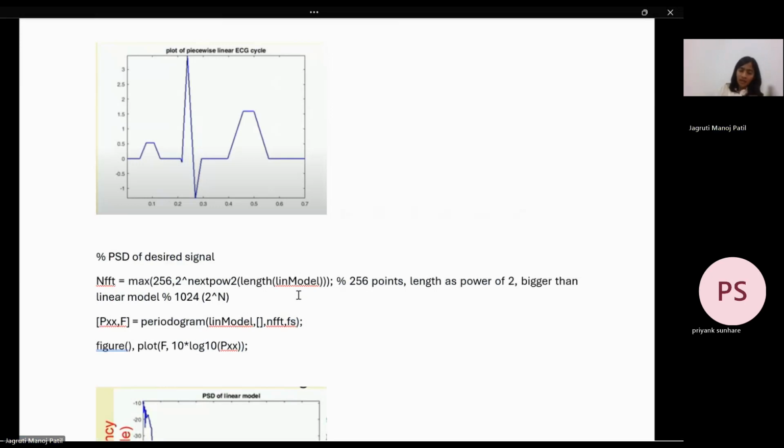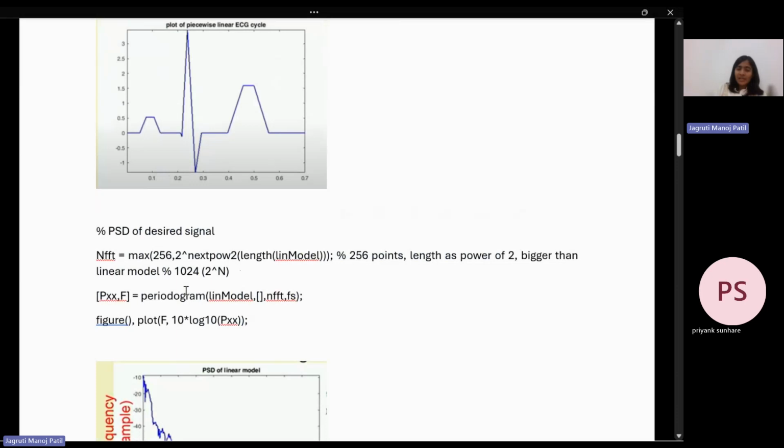Okay, and then you directly take the periodogram of it. The periodogram will give you a power spectral density. So here this is the power spectral density and this is the frequency against it.